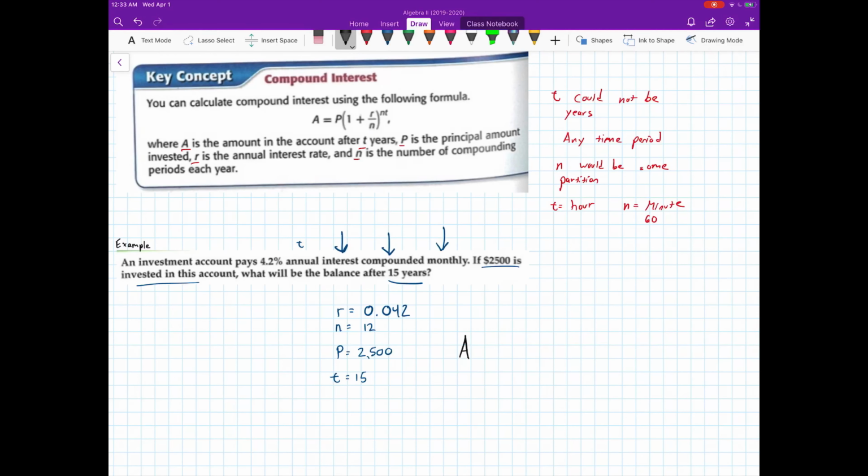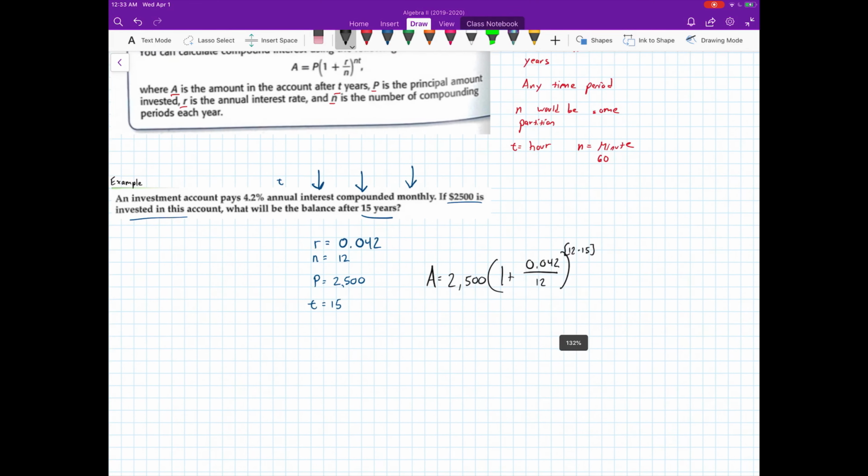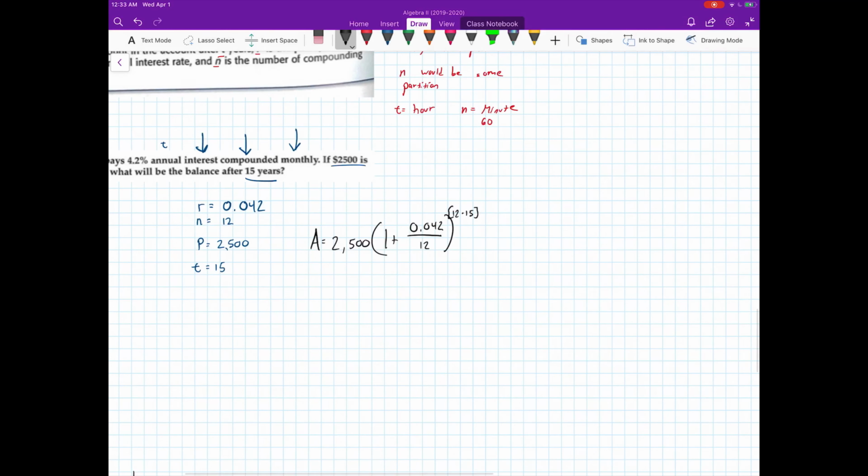So A is what I want to know. P is 2,500. Big parentheses, 1 plus 0.042 over 12 for the months, to the, and be careful when you type this part into a calculator, to the 12 times 15. Make sure you multiply those things together in the exponents. And then we just go for it.